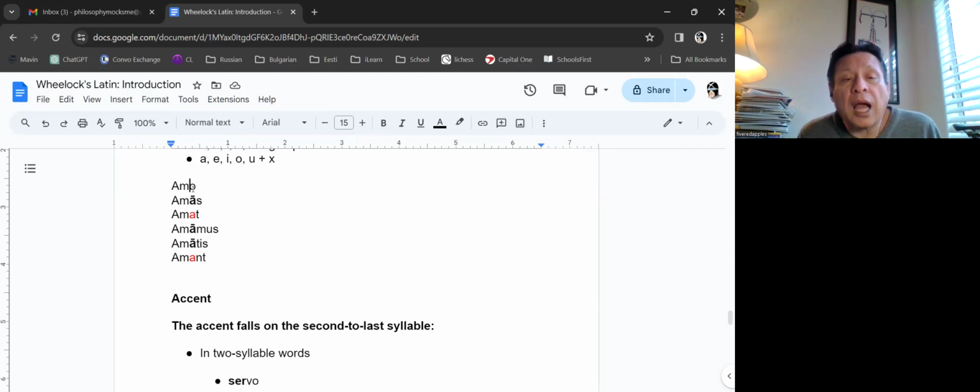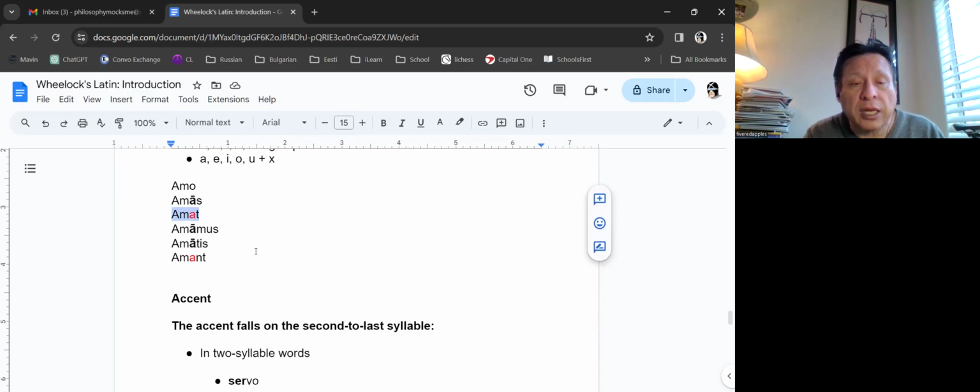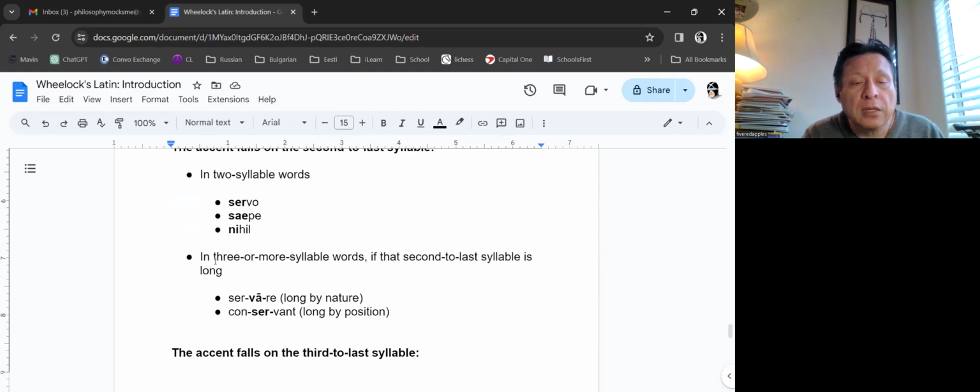So this is amo, amas, amat, amamus, amatis, amant. Amant would be short; amant, long. But this one is short because it's not long by position. It's just short. So amat. Okay, that's this one. Now let's go to accent.